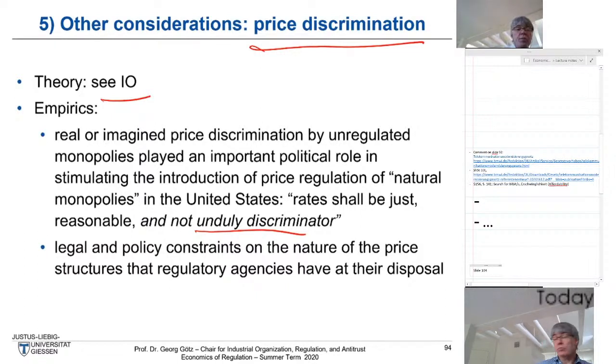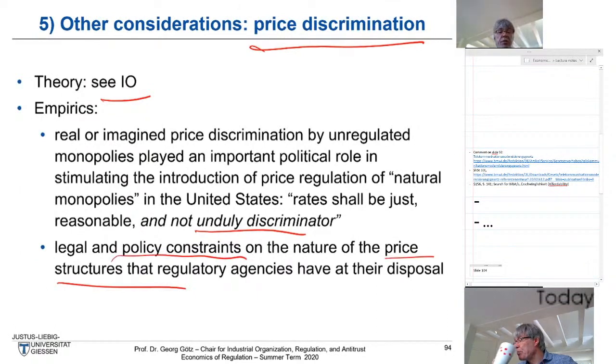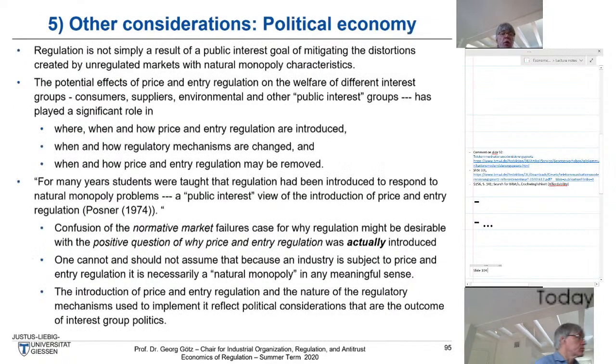Okay, and you typically have legal and policy constraints on the nature of the price structures that regulatory agencies have at their disposal. I mentioned already, same prices for electricity in Bavaria as in Mecklenburg-Vorpommern, even though the different kind of production costs and transmission costs would at least justify different prices. Okay, this is a terrible slide as you see. It has much too much text.